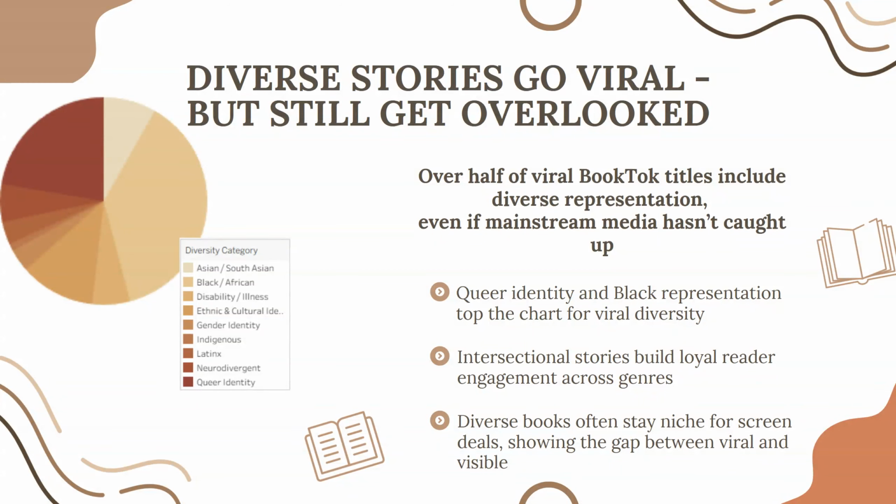One of the most striking patterns in my dataset is that over half of the viral books featured some form of diverse representation, whether that's racial, gender based, queer, neurodivergent, or cultural. As shown in the pie chart, the most common categories were queer identity and Black or African representation, followed by Latinx, Asian, South Asian, and neurodivergent representation. Book Talk often pushes these stories to the top of reader feeds, especially when the emotional stakes are high and the characters feel deeply real.